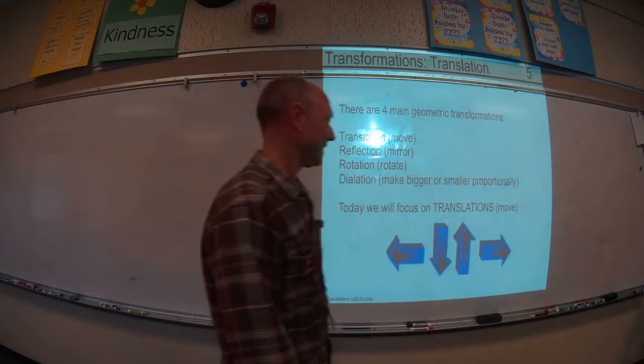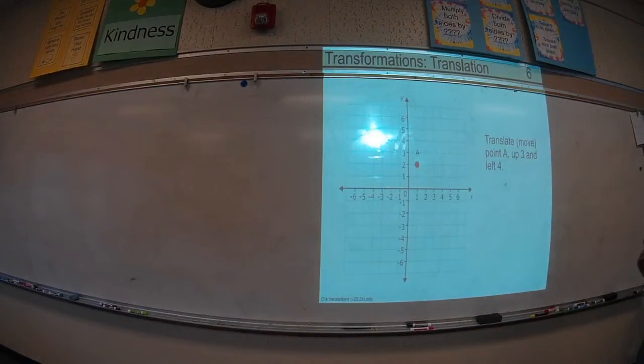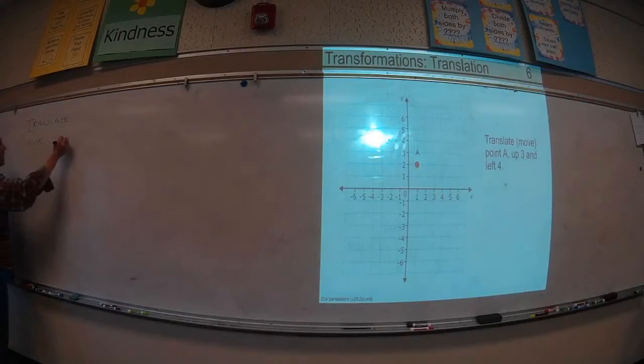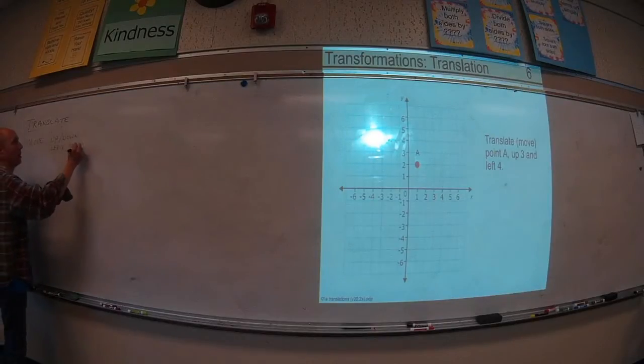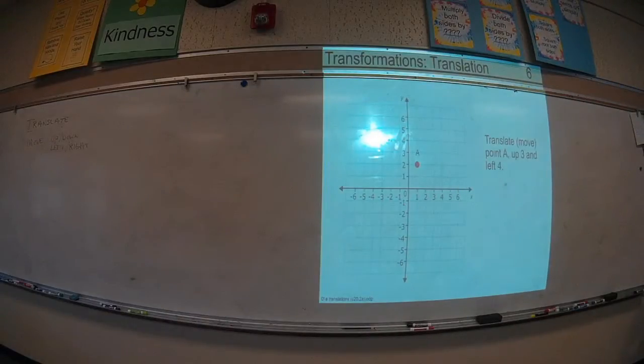All right. In your notes, a translation is just a movement. Translation just means move up, down, left, right. And I know my marker's dying, so let's get rid of that one. So a translation is just a movement of an object. Up, down, left, right.